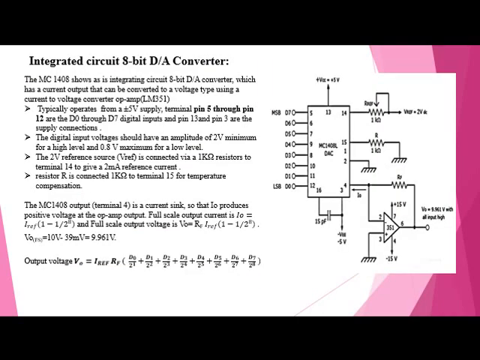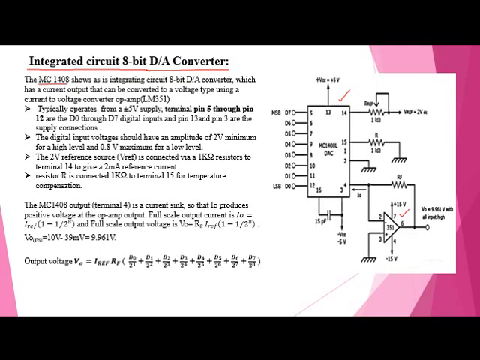Now discussing this integrated circuit, an 8-bit digital to analog converter. Here is one IC, the MC1408, as shown in the figure. This integrated circuit has a current output, which can be converted into voltage by using a current to voltage converter, an op-amp.